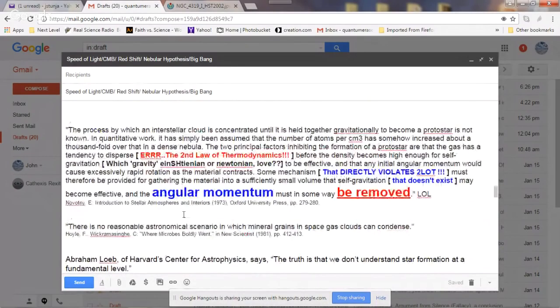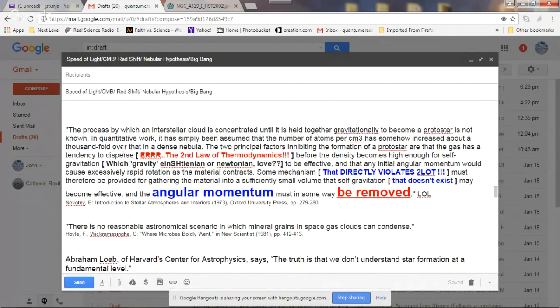This is really good. Check this one out. This is by Eva Novotny, Introduction to Atmospheres and Interiors. So check this out. My comments are in brackets. I had to put them in there. I couldn't resist. The process by which an interstellar cloud is concentrated until it is held together gravitationally to become a protostar is not known. In quantitative work, it has simply been assumed that the number of atoms per cubic centimeter has somehow increased about 1,000-fold over that in a dense nebula.